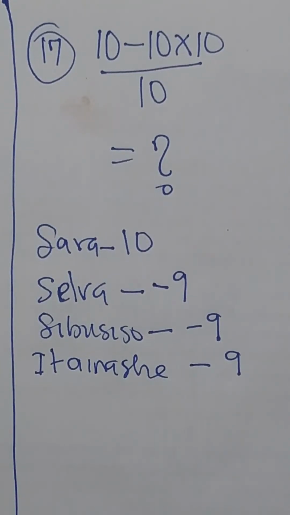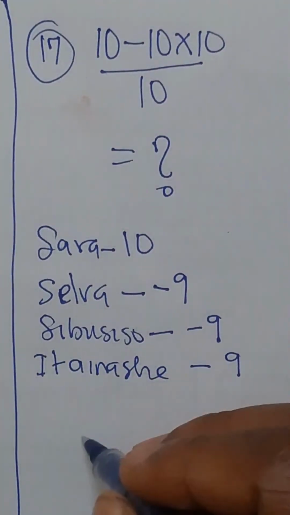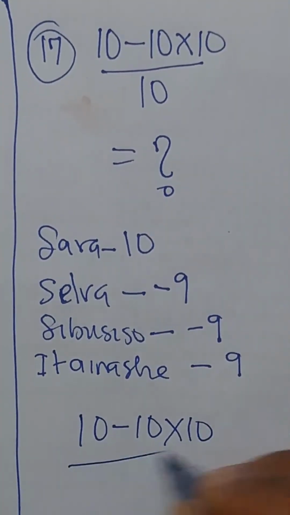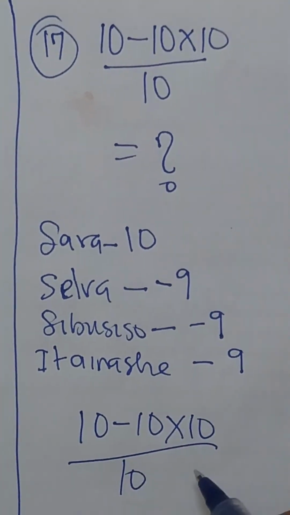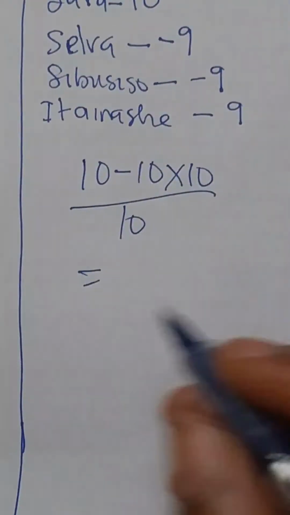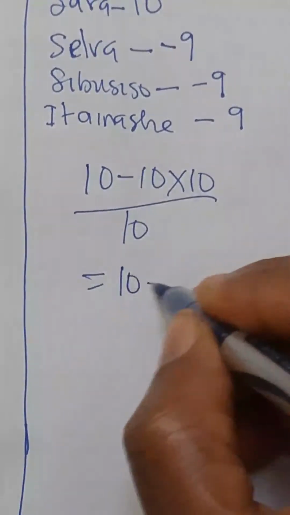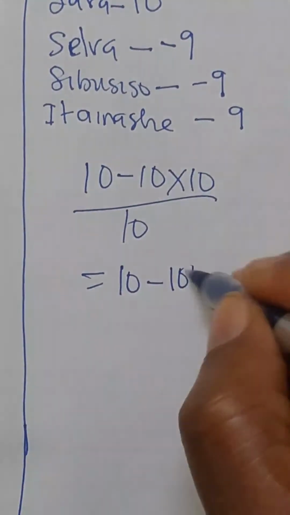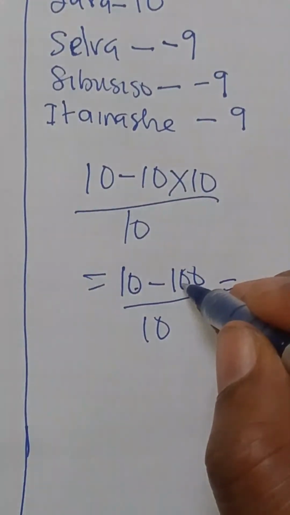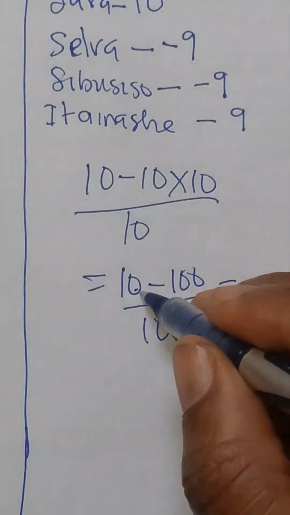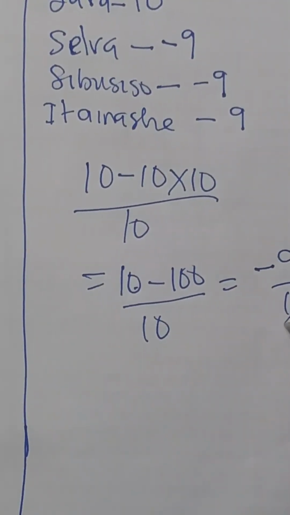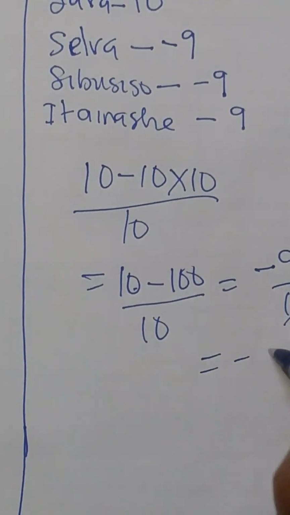It's math challenge with Dr. Vivian. Okay, let me solve this. So we are given 10 minus 10 times 10, all over 10. So in BODMAS, we multiply before subtracting. So we have 10 minus 10 times 10, which is 100, all over 10. Now 10 minus 100, you're subtracting a bigger number from a smaller number, so it will give us minus 90 all over 10. So this is equal to minus 9.